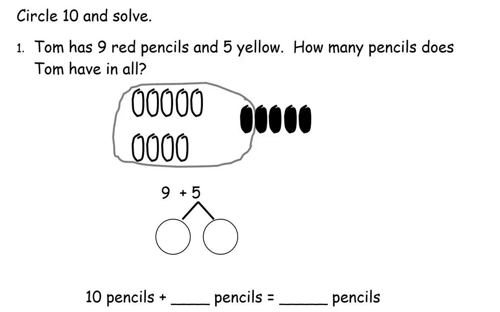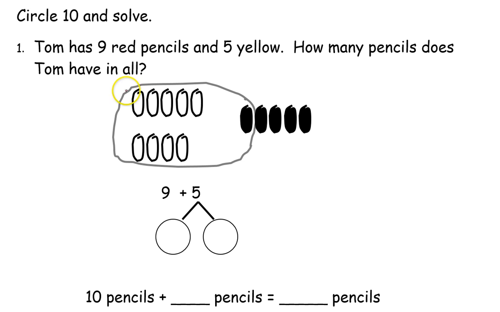This tutorial is for first grade, Module 2, Lesson 4. In this lesson, we're going to use pictures and number bonds to help us make 10 when we're adding two numbers. The first problem says Tom has 9 red pencils and 5 yellow. How many pencils does Tom have in all?